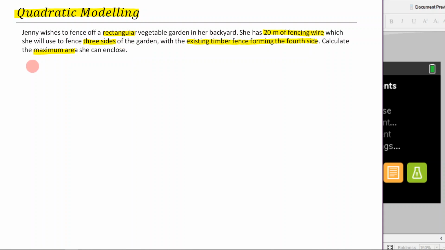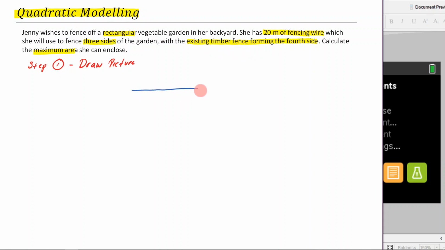The first thing that I'm going to do here, step 1, is I'm going to visualize what's actually happening. So I'm going to draw myself a picture. I find that drawing yourself a picture just helps to situate yourself a bit. Okay, so I have 20 meters of wire fencing, and I'm going to put up 3 sides of a garden and use the existing timber fence to form the 4th side.